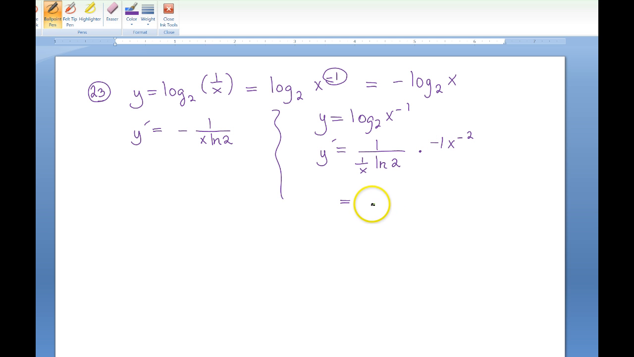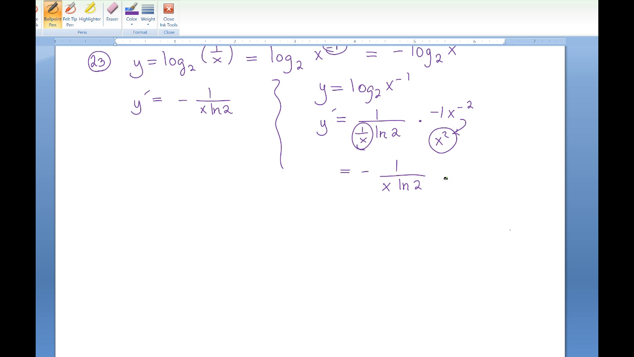So what do we end up with? There's a -1. If the x squared goes to the bottom, that's going to cancel out the x to the -1. If I move that down here, that'll be x squared. So x squared times 1 over x will just give us an x. Got it. Make sense? Yeah.